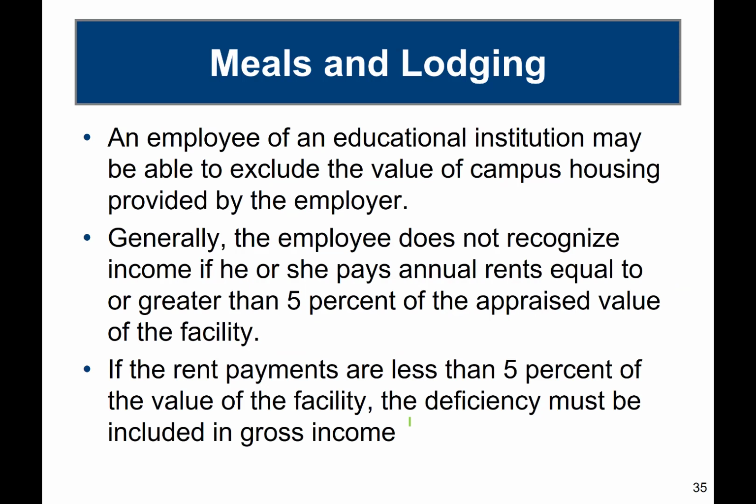Okay, going over, an employee of an educational institution may be able to exclude the value of housing provided by the employer. And it's pretty generous here. Generally, the employee does not recognize income if they pay annual rents equal to the greater of 5% of the appraised value of the facility. So that's not too bad. Okay, so they'll go ahead and not make you pay unless you're paying amounts that are equal to 5% of the appraised value. If rent payments are less than 5%, then that deficiency must be included in gross income. So 5% is a pretty low threshold there.